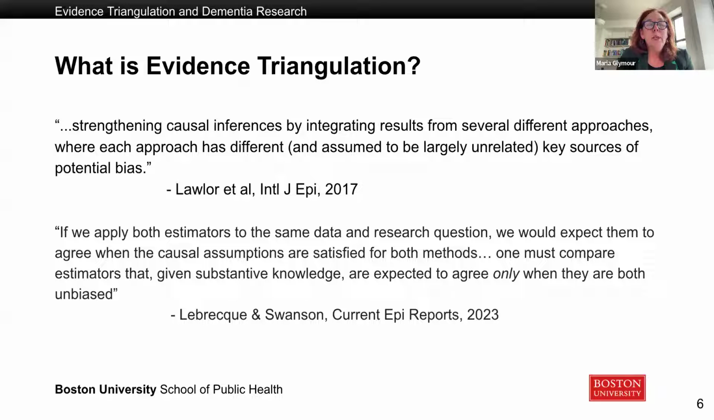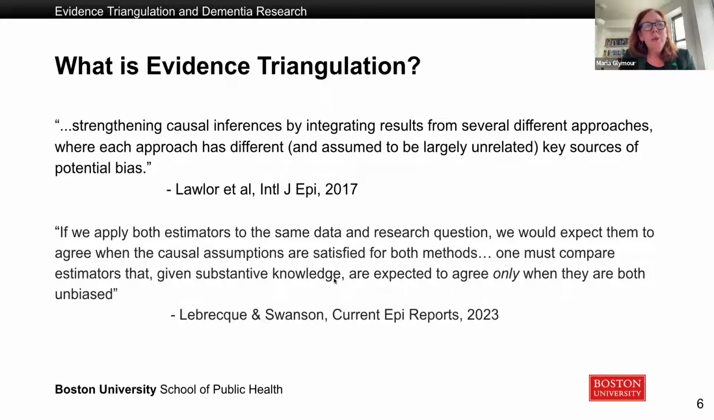More recently, Jeremy Labrecque and Sonja Swanson wrote, I think, a nice paper in Current Epidemiology Reports, trying to be a little bit more formal about what we mean by evidence triangulation. I actually have a more flexible view of what should count within the evidence triangulation umbrella and what's needed in the field, but I think their framework is actually very helpful.